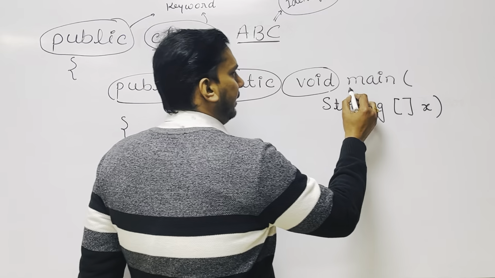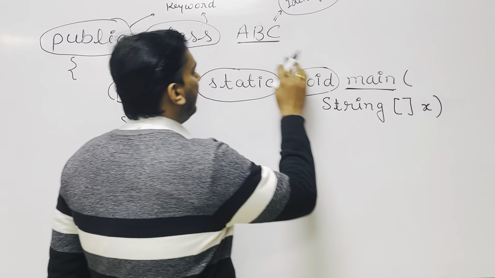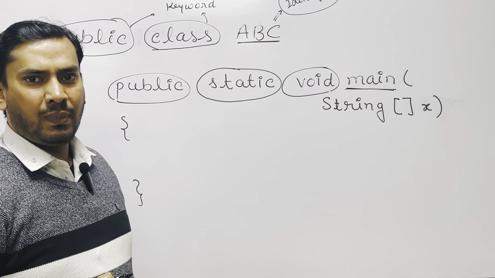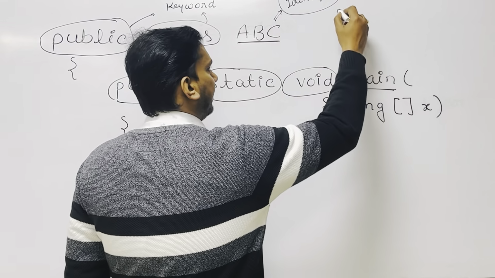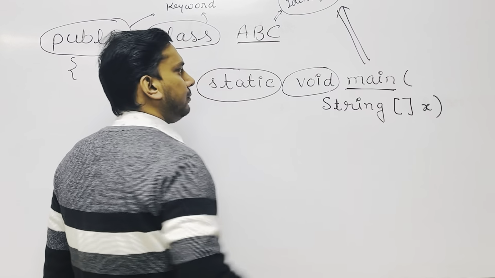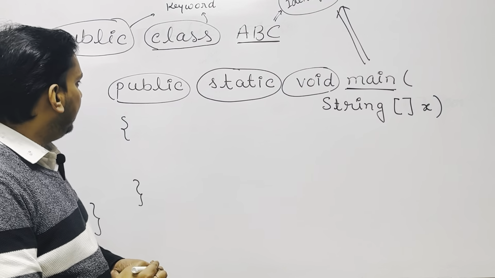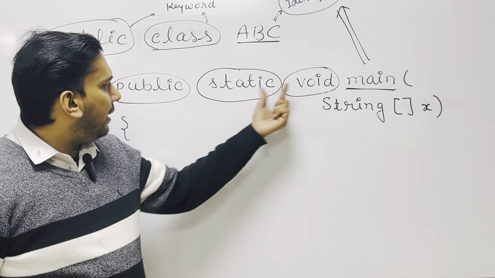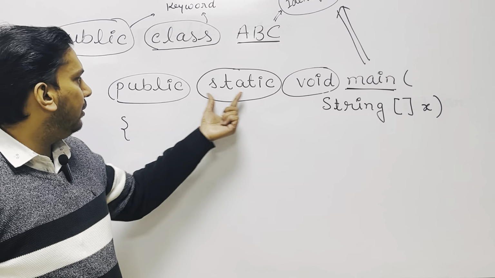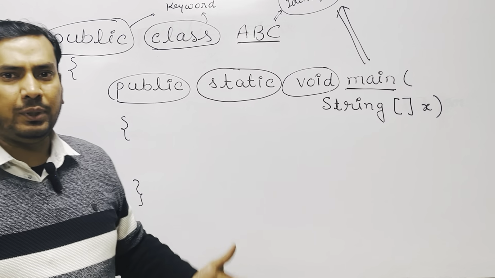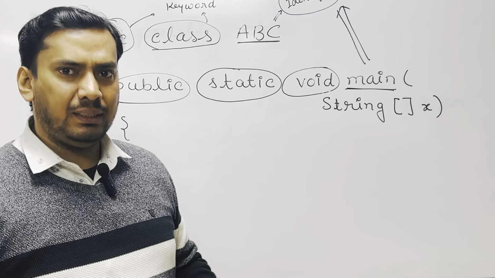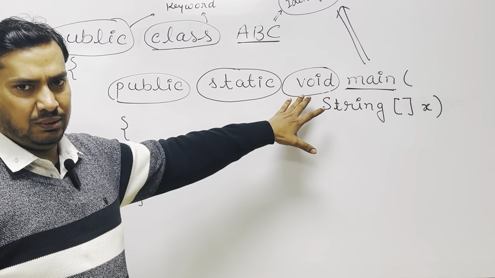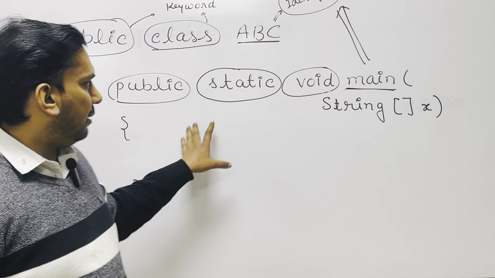Then the fourth thing here is main. Similar to the class name, this main is the name of your function, right? So this is again an identifier. This is how the main function contains the name of the function, its return type, and two keywords which define the property of a function. Public defines the accessibility, static provides some feature to this function. We will discuss in detail in the upcoming videos.